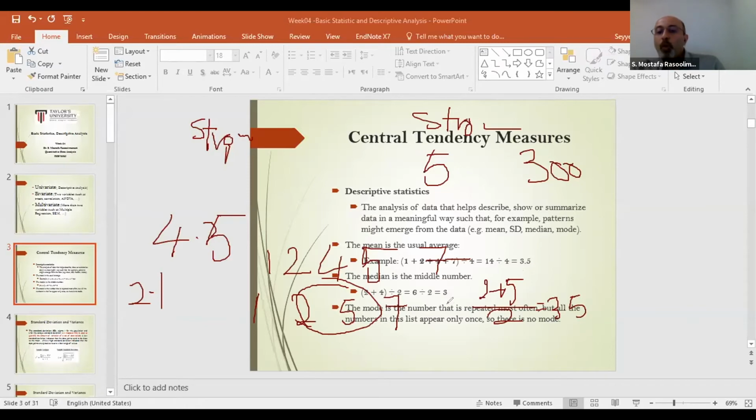And mode is the most repeated number in our sample, our responses. For example, if we have 1, 2, 2, 3, 3, 2, 4, 5, 1, 3, we have these responses for 10 respondents. What is the mode for these responses? What is the mode for this data set?